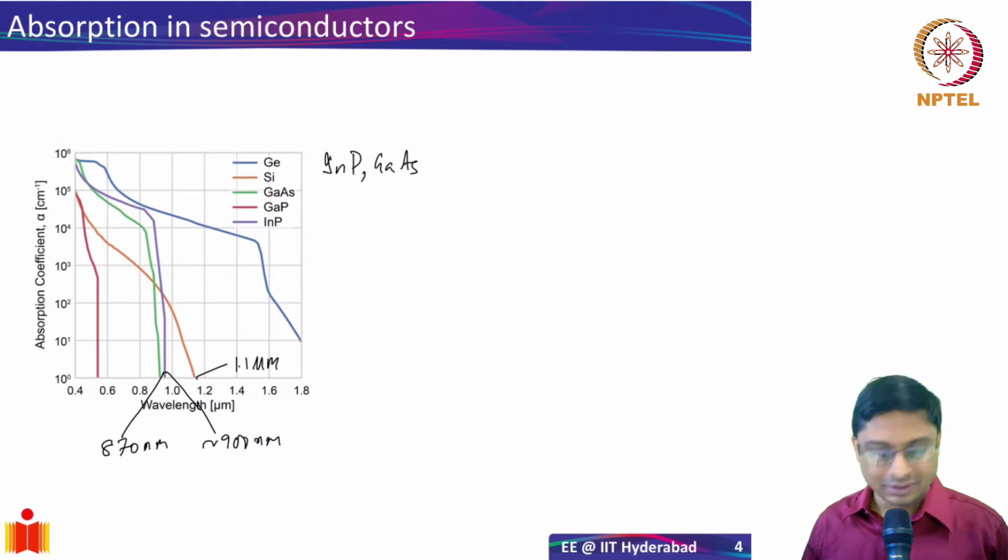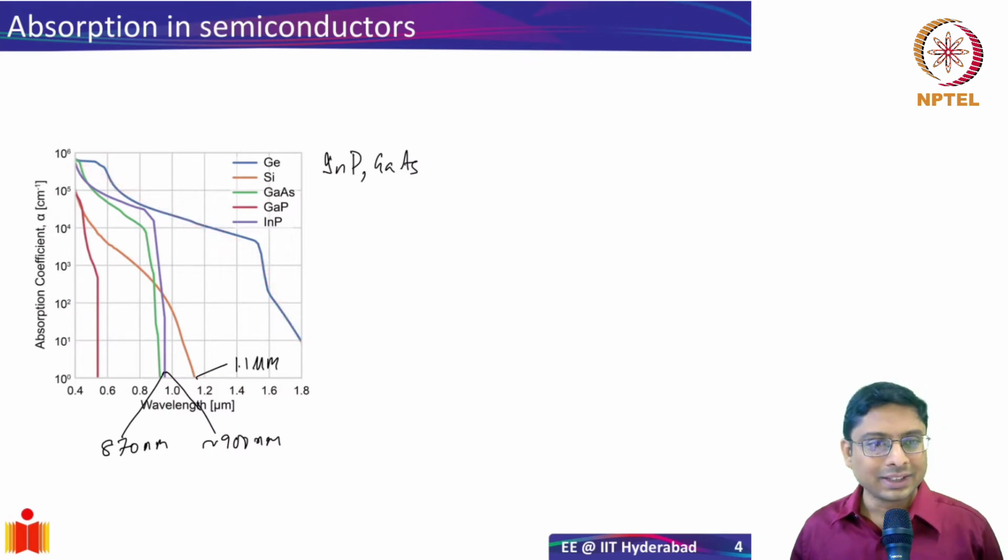Below 1.1 micron, the absorption is increasing, good, but it's actually going in a very gradual fashion. Similarly, with germanium. Germanium also shows a gradual increase in the absorption. The reason for this is what we will usually call direct and indirect band gap materials.